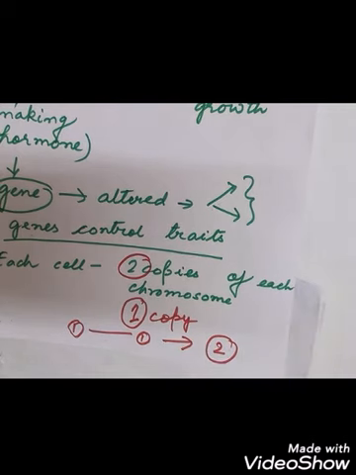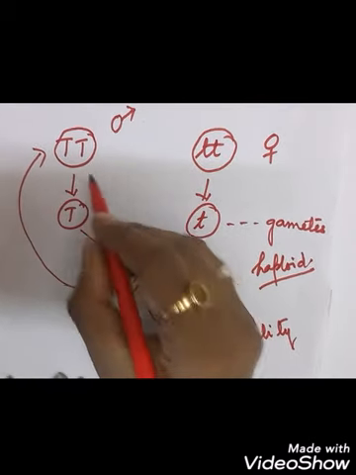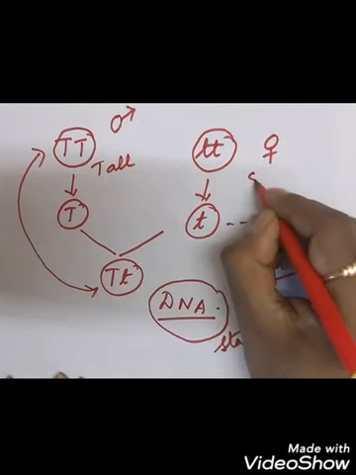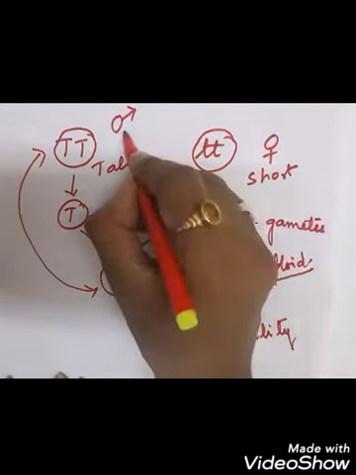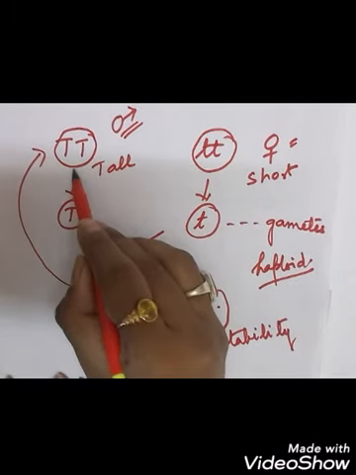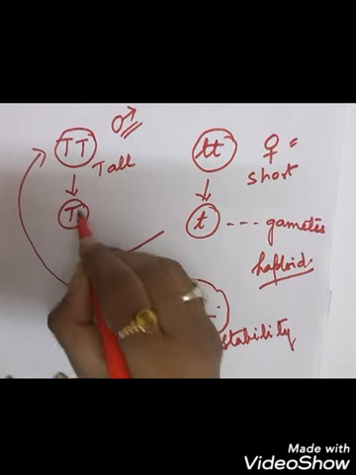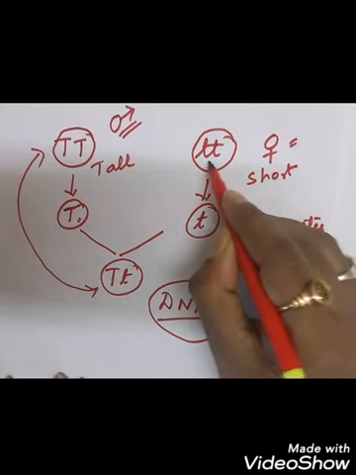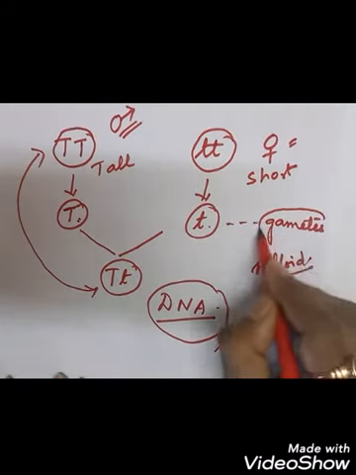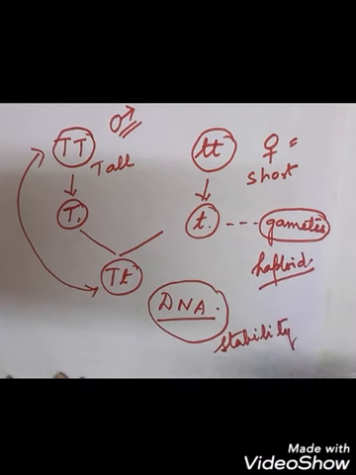So once again I will show you with the cross. As you can see here, capital T is represented for tall and this is for short, and this is male and this is what? Female. You can see the cell contains 1 pair of these characters, so from this pair, 1 will come in the gamete. These are gametes. This is always what? Haploid.